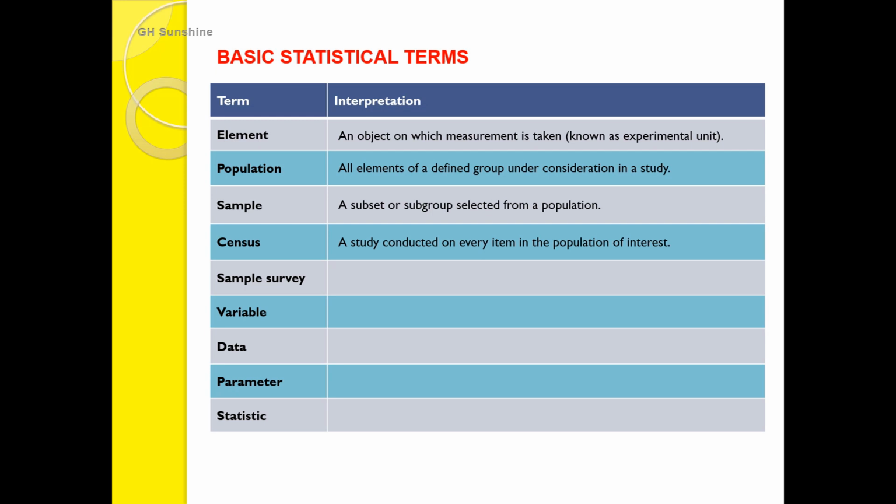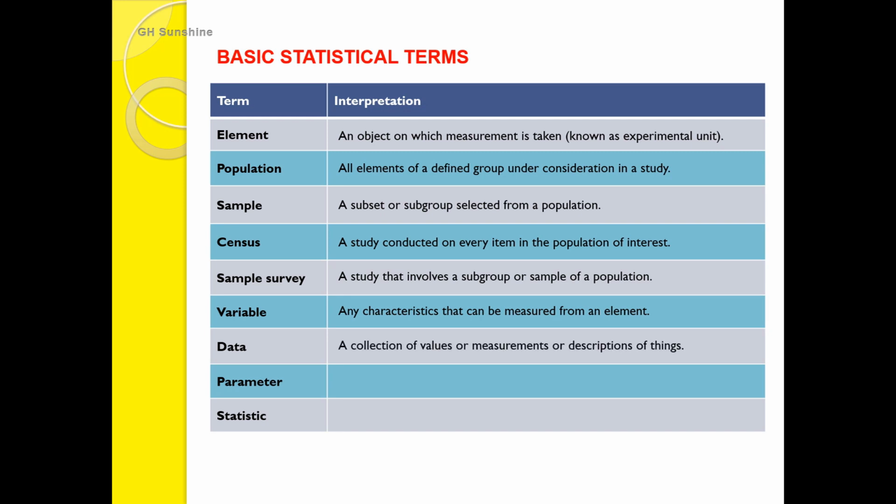Census. So what is the census? A study conducted on every item in the population of interest. Meanwhile, sample survey is a study that involves a subgroup or sample of a population. Next term is variable. Variable is any characteristic that can be measured from an element. Data is any information or measurement based on an element.